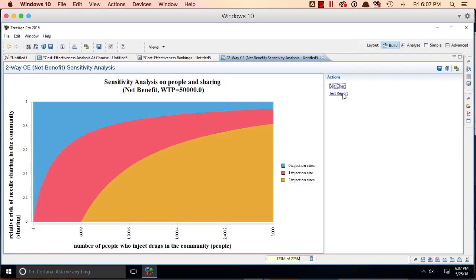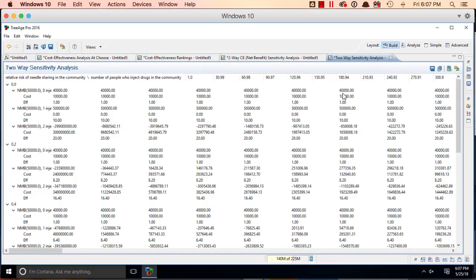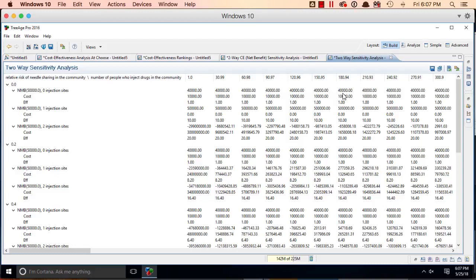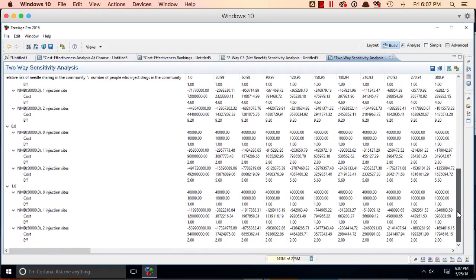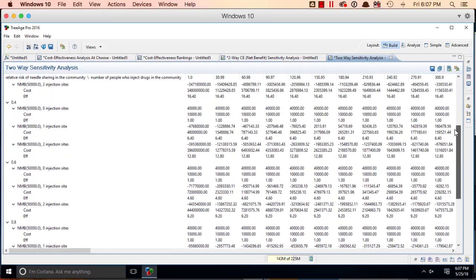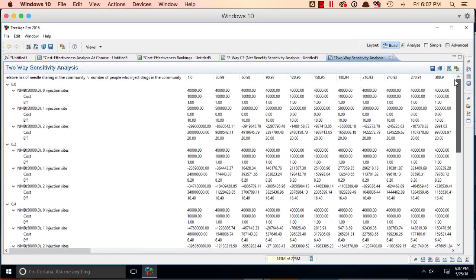I mean, if everyone's sharing needles, if it's like 98% or 100% of people are sharing needles, you're never going to build injection sites because no matter how many injection sites you build, people are going to still share contaminated needles and inject drugs with contaminated needles, and you're still going to lose quality adjusted life years. But if the risk of needle sharing is lower and there's a lot of injection drug users, you would scale up to 1 and eventually 2 injection sites.